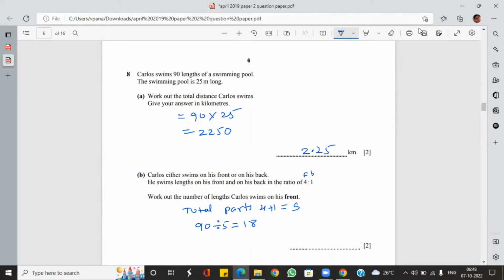So the number of lengths Carlos swims on his front is going to be 18 times 4 because 4 parts is for the front. So 18 times 4, that is 72 lengths he swims on the front.